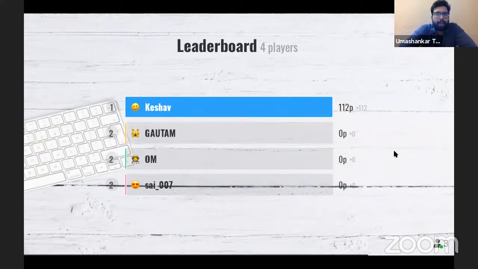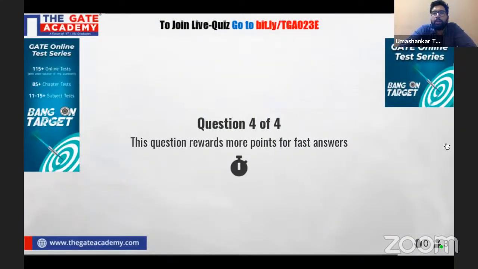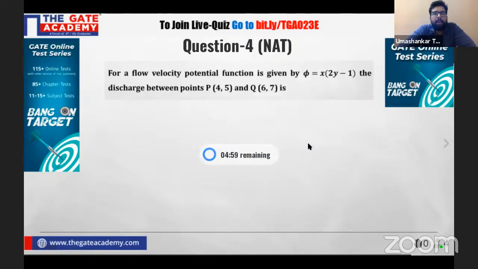No worries. We'll try to improve. We'll try to revise more. I hope in the next quiz we'll be improving ourselves. Right, beta? So do not worry. We'll be solving all these questions once the quiz is over. So this is the last question of this quiz. I am hoping we'll be able to give the correct answer to this.